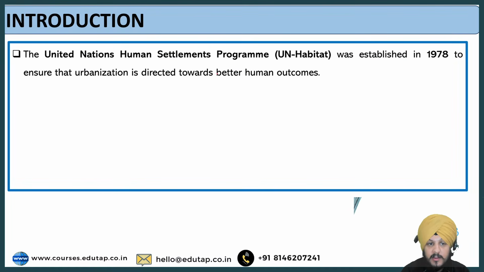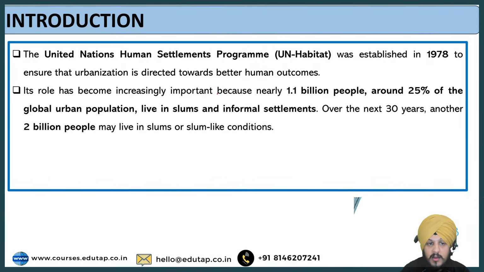So UN Habitat, which means United Nations Human Settlement Program, was established in 1978 to ensure that urbanization is directed towards better human outcomes. And its role has become increasingly important because nearly 1.1 billion people, around 25% of the global urban population, live in slums and informal settlements, and over the next 30 years, another 2 billion people may live in slum or slum-like conditions.